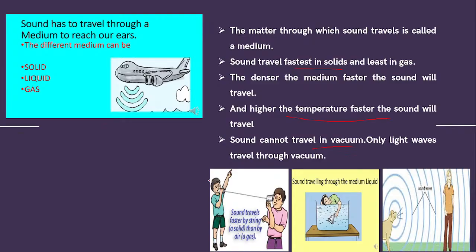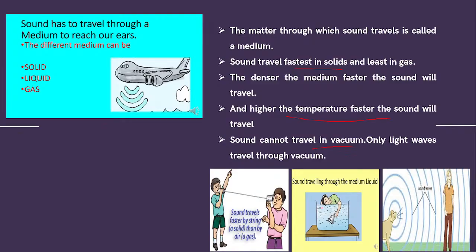Now see here. There is a string attached to it, right? So the string is what? Yes, very good. It is solid, because we have attached both the cups with the string. Here the string is the medium. So the medium is a solid.